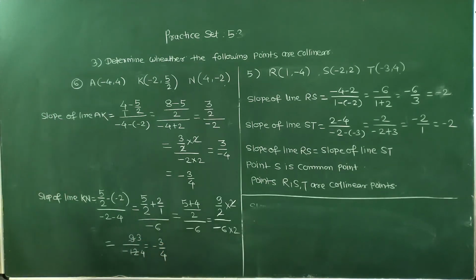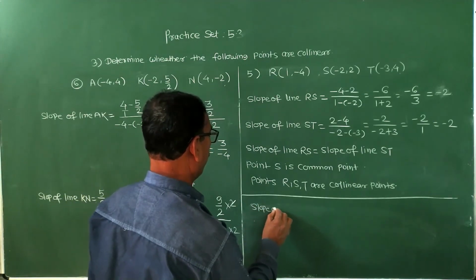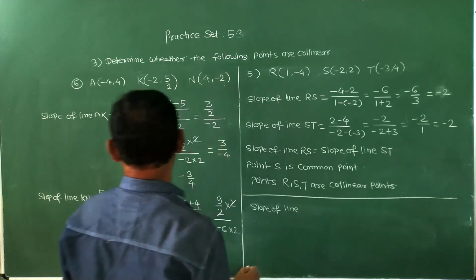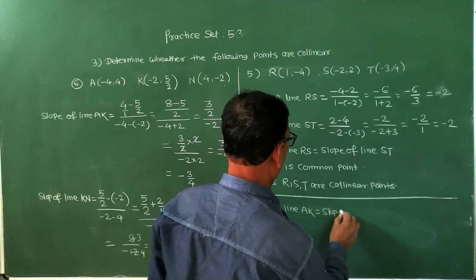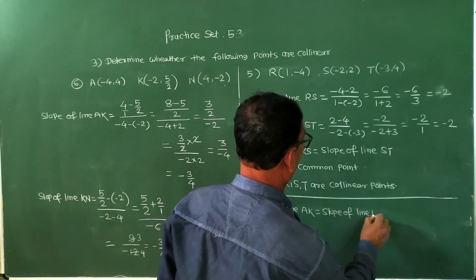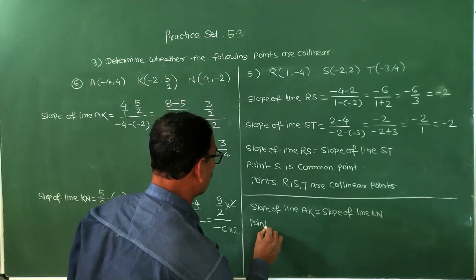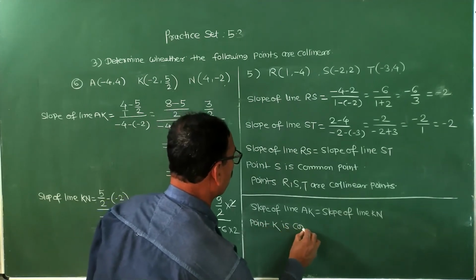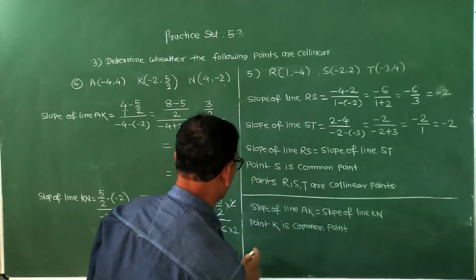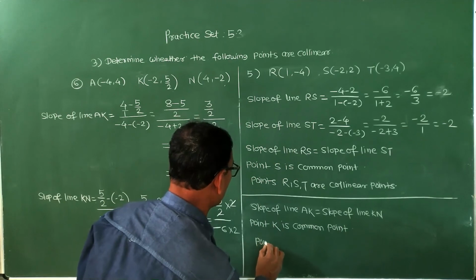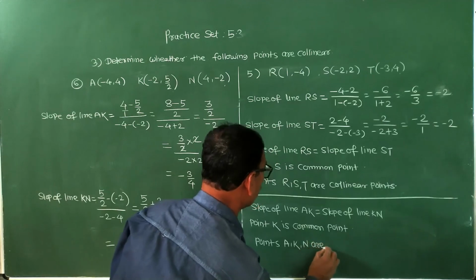So slope of both the lines are equal. Slope of line AK is equal to slope of line KN, and point K is common point. So points A, K and N are collinear points.